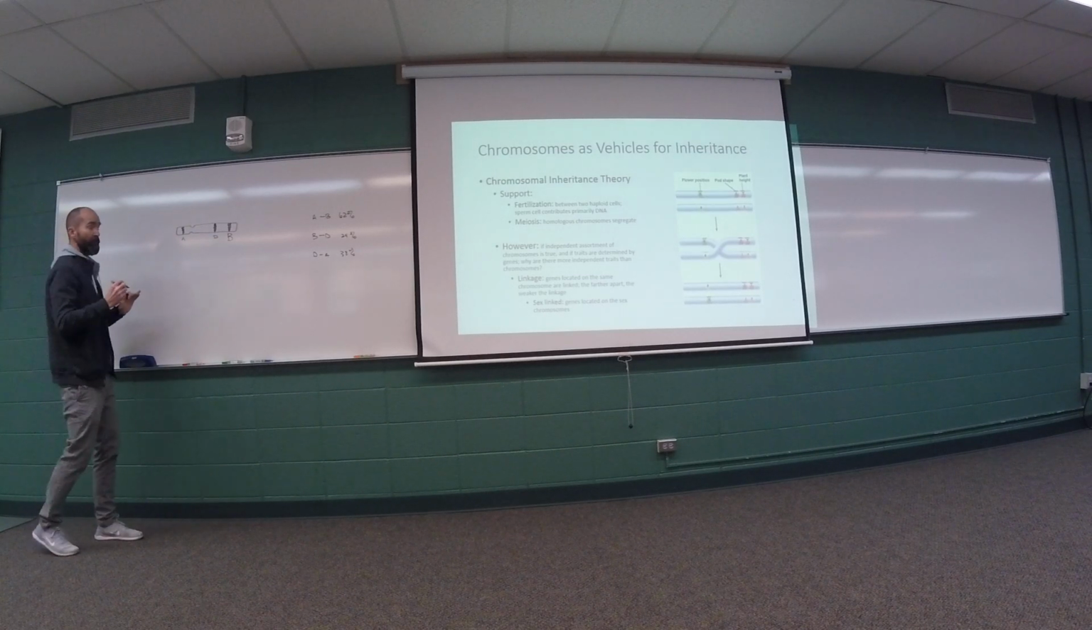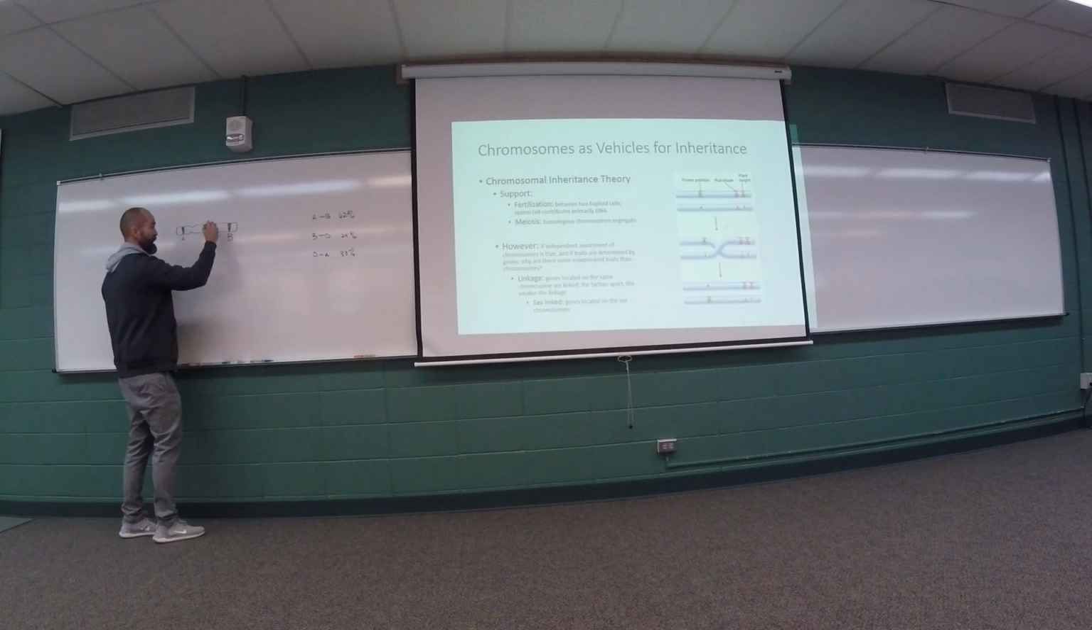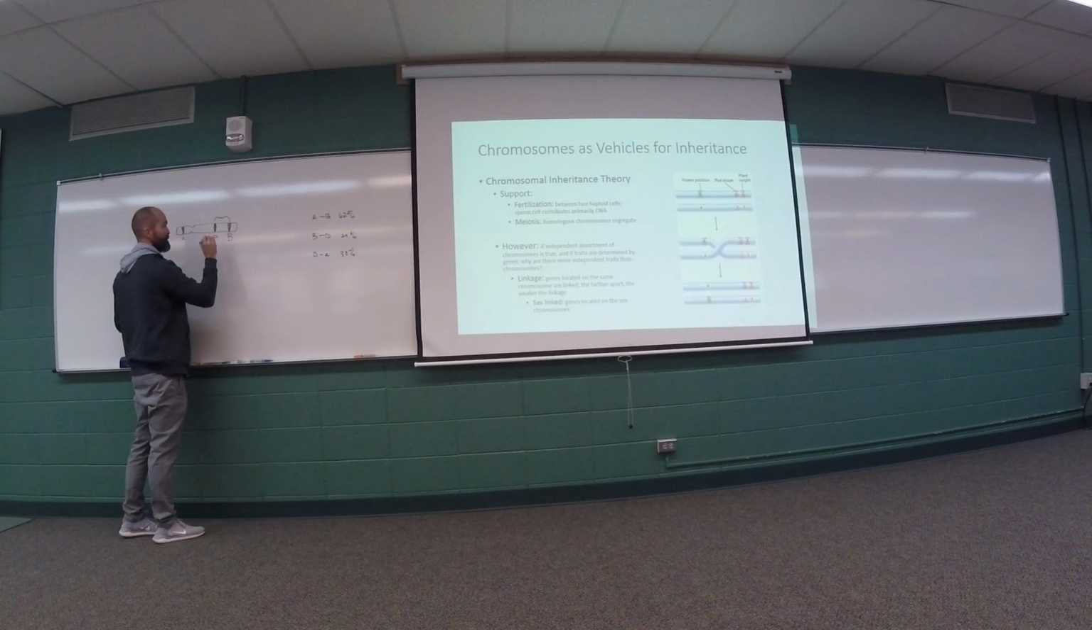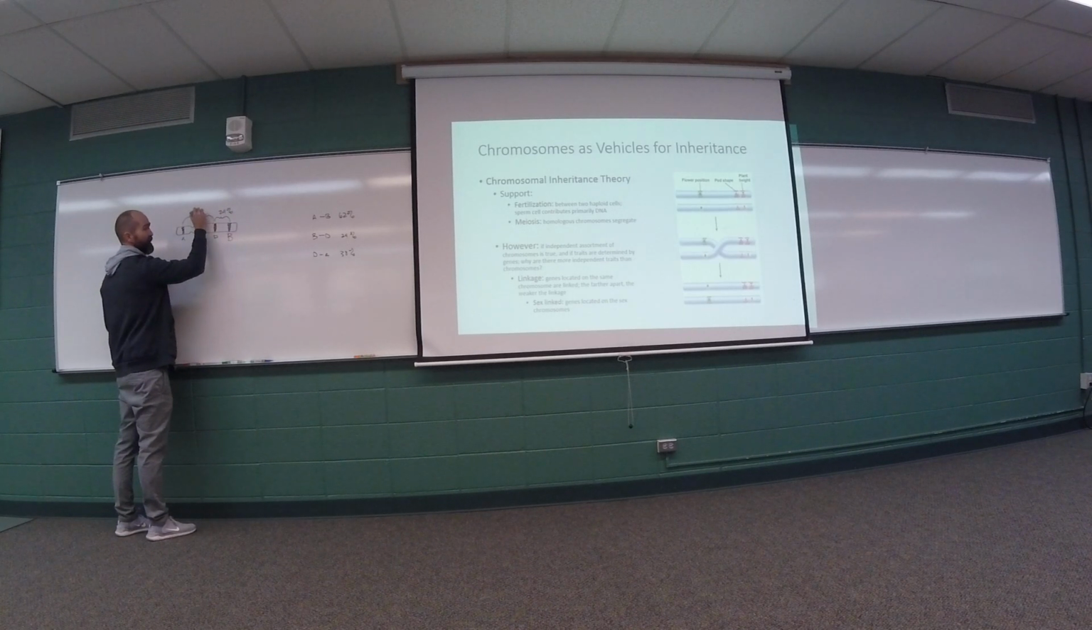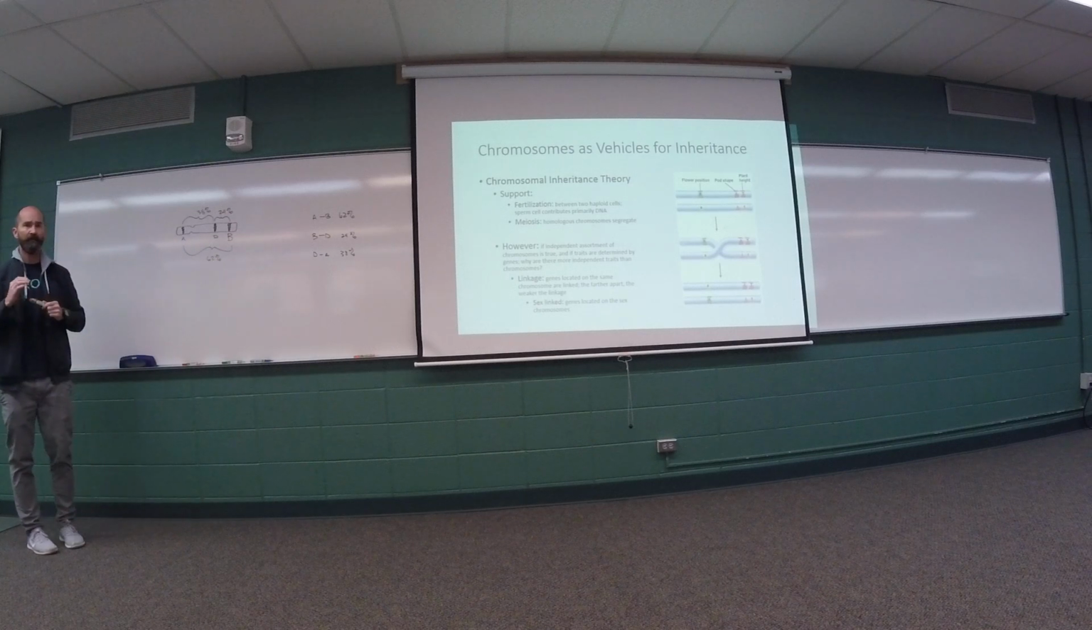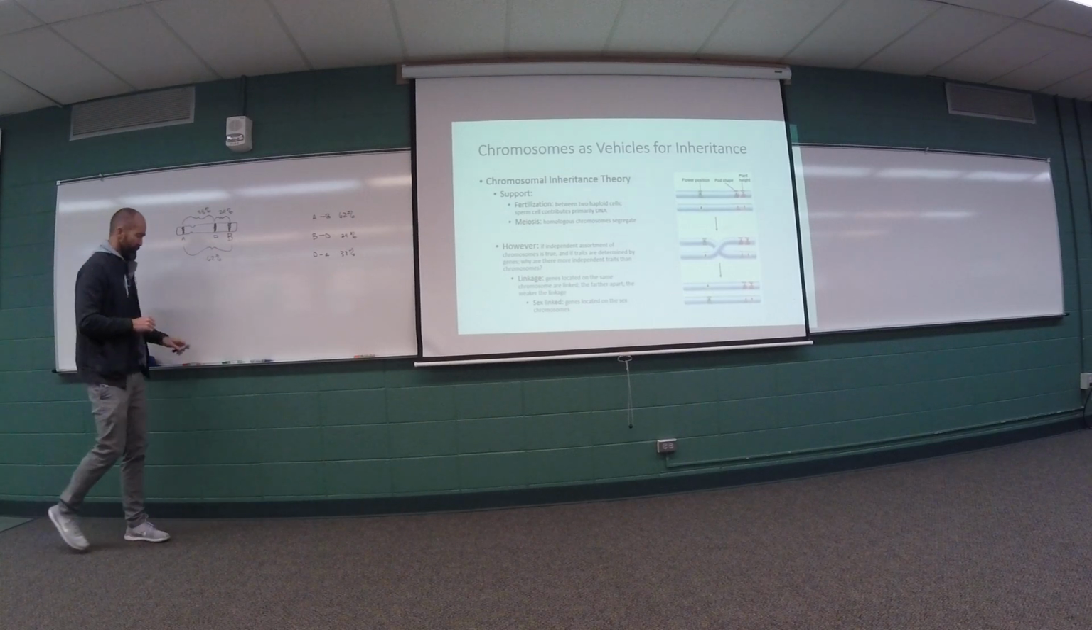So if we were to draw out these probabilities, what we're saying is the probability of recombination between that and that is 24%. The recombination rate between this and this is 38%. And then between this and this, that's 62%. Right? Okay.